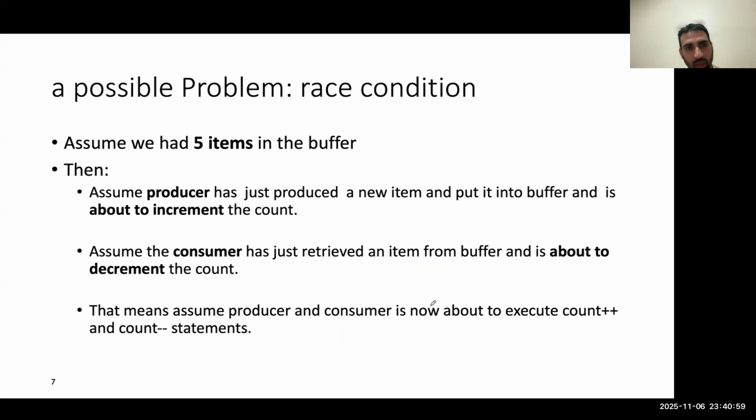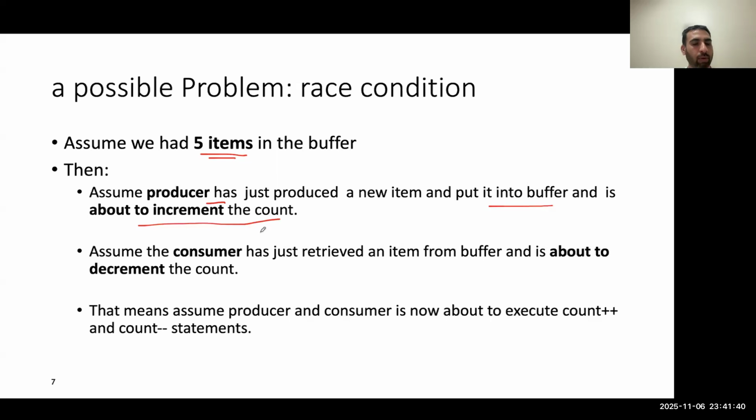To understand that problem, assume that we initially have five items in the queue or the buffer, right? And then assume that the producer has just produced a new item. So we are going to take a snapshot in time, at a particular time point during the execution of the producer and the consumer. At that point, we currently have five items in the queue. The producer has just produced a new item and has already placed it in the buffer and is about to increment the count. It has not yet incremented the count, but it is about to.